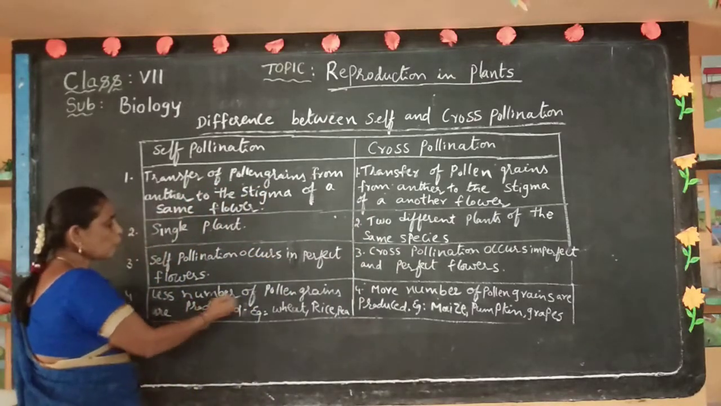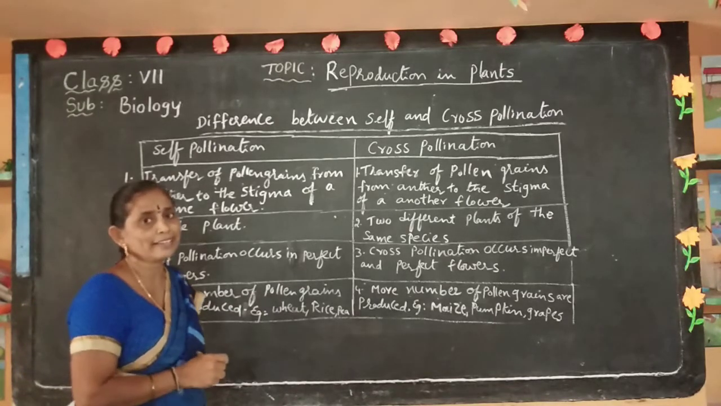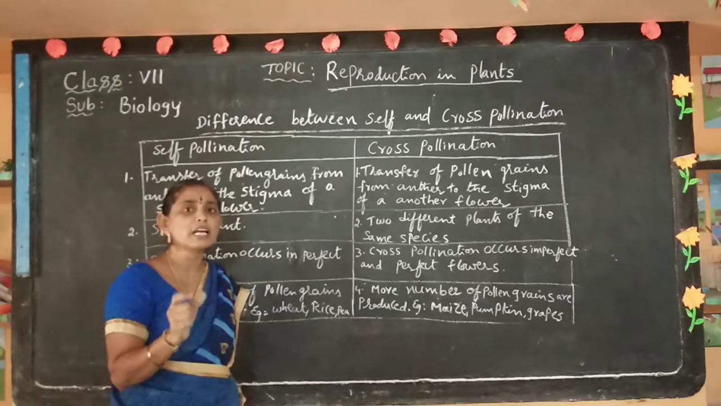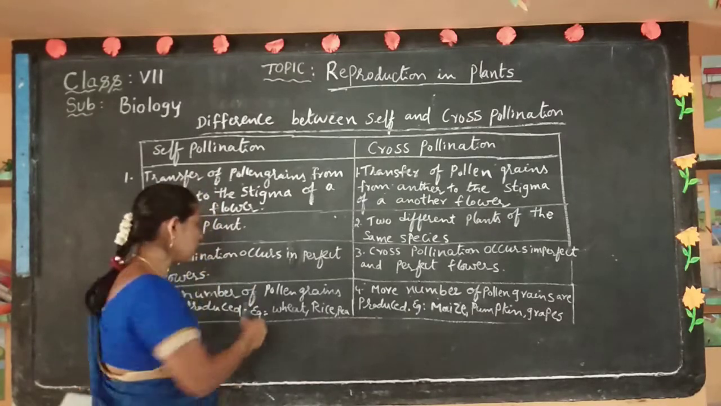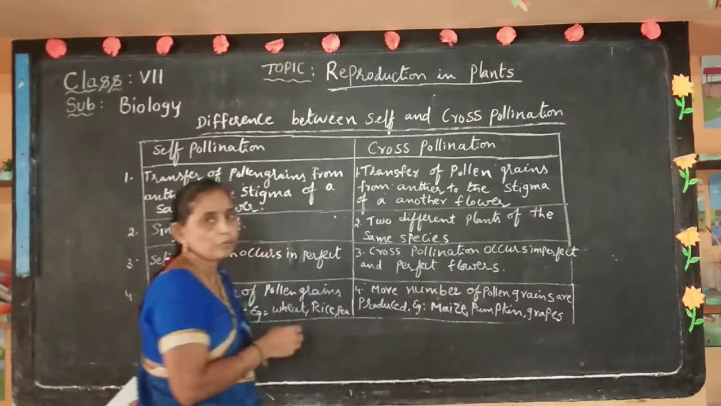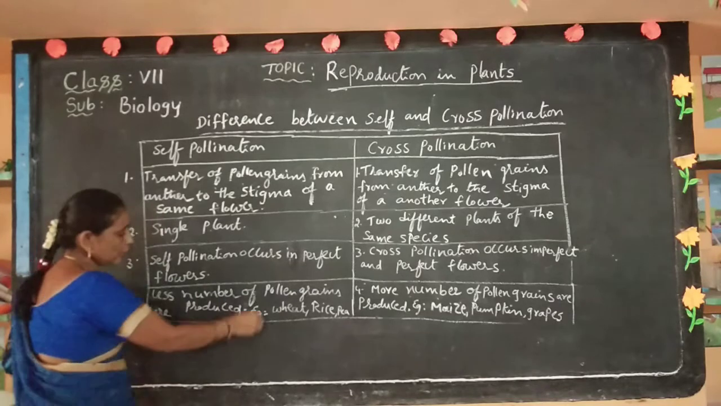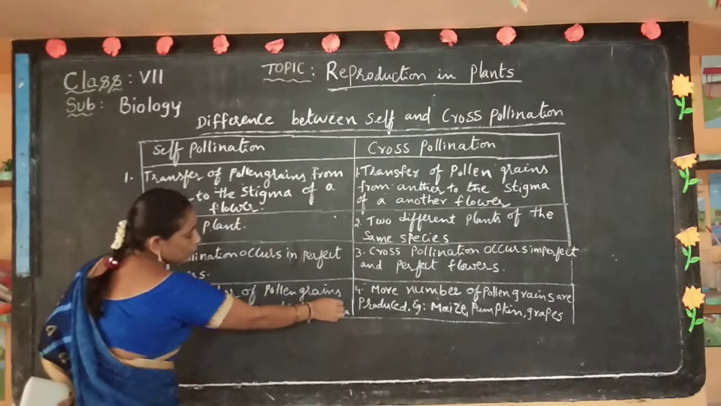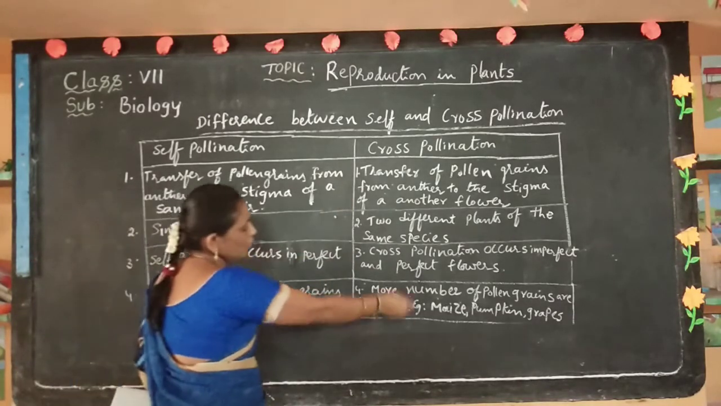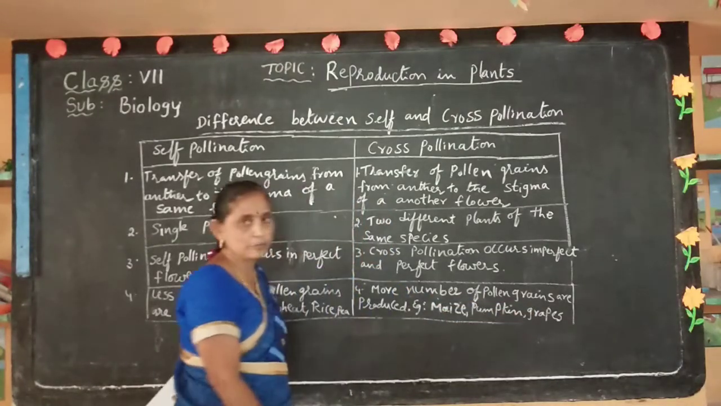See, in self-pollination very few pollen grains are produced. Pollen grains are male gametes. In cross-pollination, more pollen grains are produced. An example of self-pollination is the bean; examples of cross-pollination are maize, pumpkin and grapes.